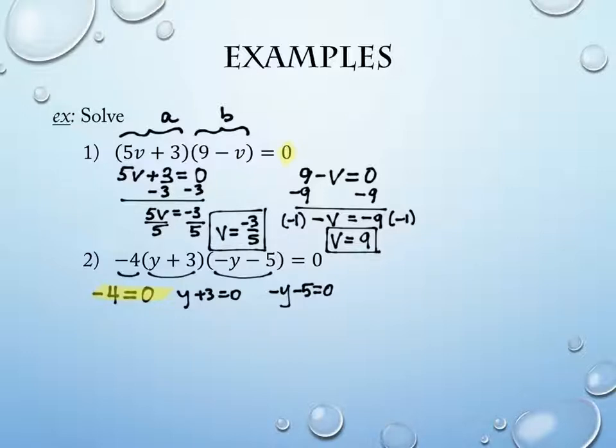What's that? There's no variable. Can somebody just say that's not true? Yeah. It's not true, right? Negative 4 does not equal 0. This gives me no answers, and it's partly because of what you just said. There's not a variable there to make that possible, right?